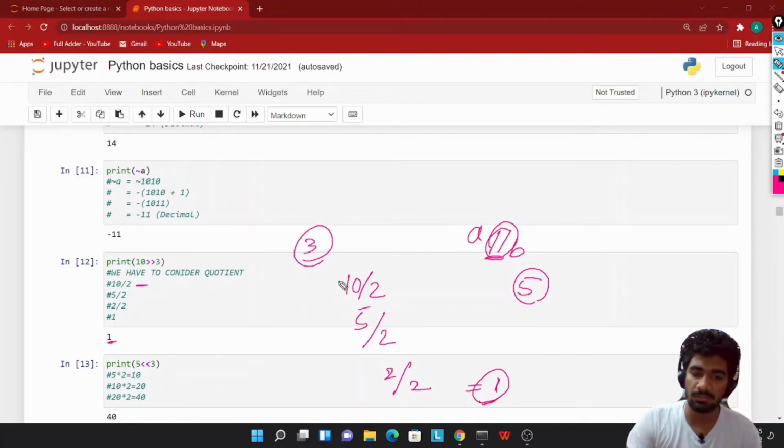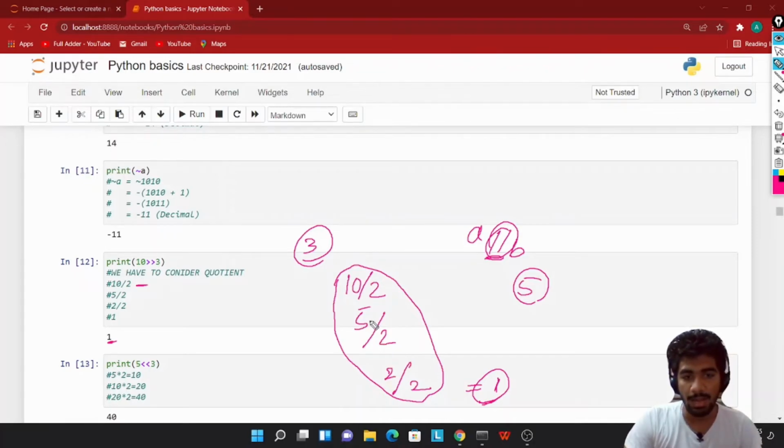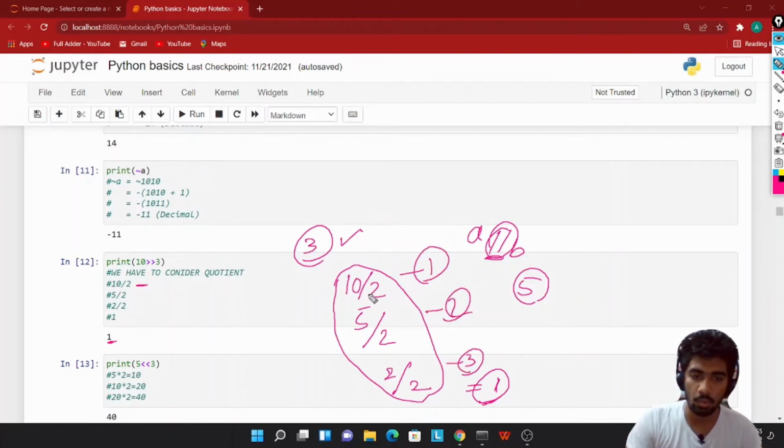Then there is a question, why are we performing this division? The right shift operator is nothing but dividing the value by 2 and then taking the result and dividing it again by 2 until the number of times is completed. Here the first time is completed, here the second time is completed, and here the third time is completed. So the value obtained by performing 3 right shifts is 1. So this is how we perform the right shift operator.